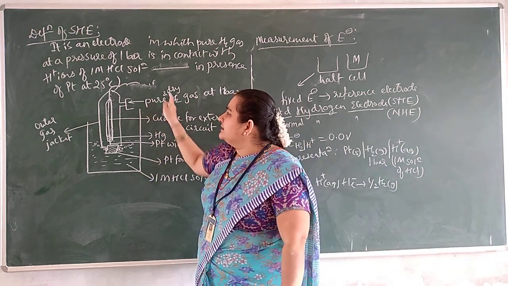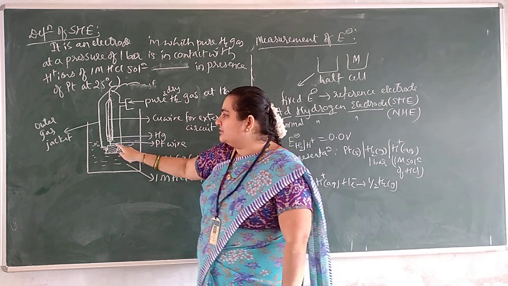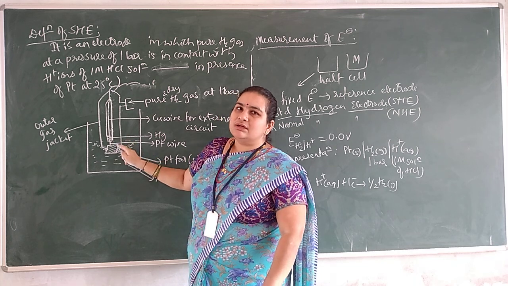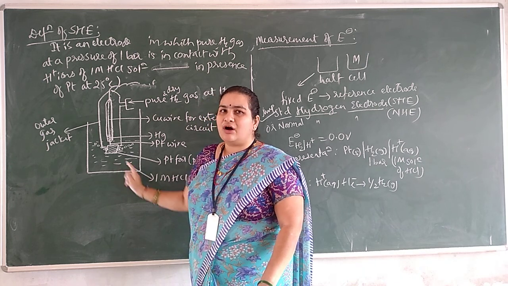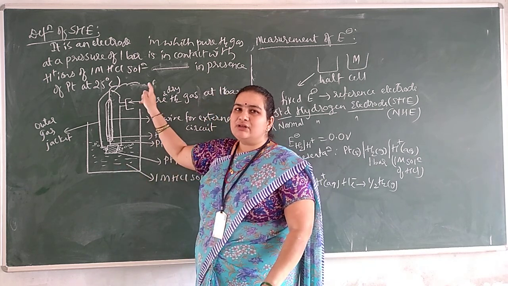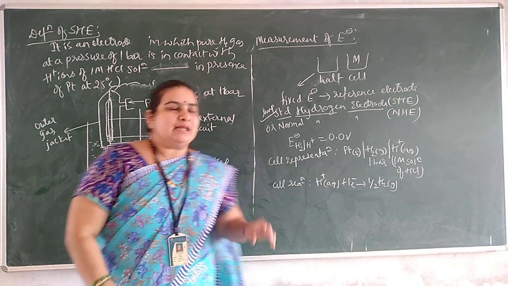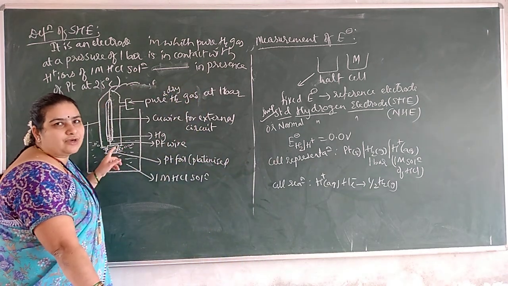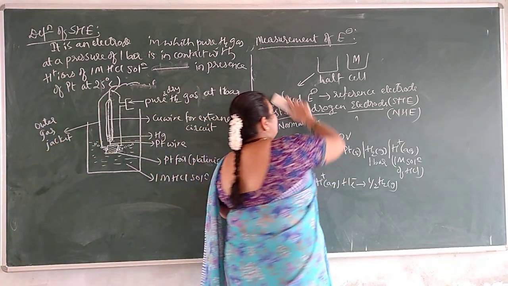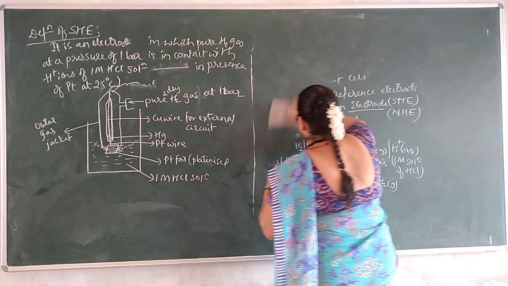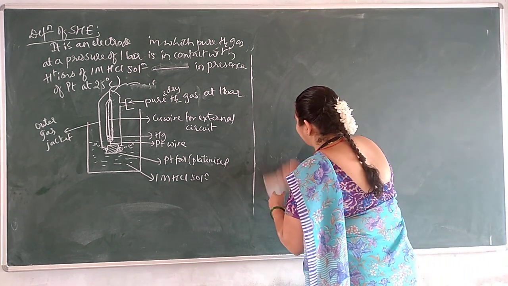Now when pure and dry hydrogen gas is passed at 1 bar pressure, the outer jacket is in contact with the hydrogen gas. The platinum foil comes in contact with the H plus ions of 1M HCl and absorbs hydrogen gas. The gas is passed until there is continuous bubbling from the openings, so that the standard hydrogen electrode can act as both anode as well as cathode as required by the condition.